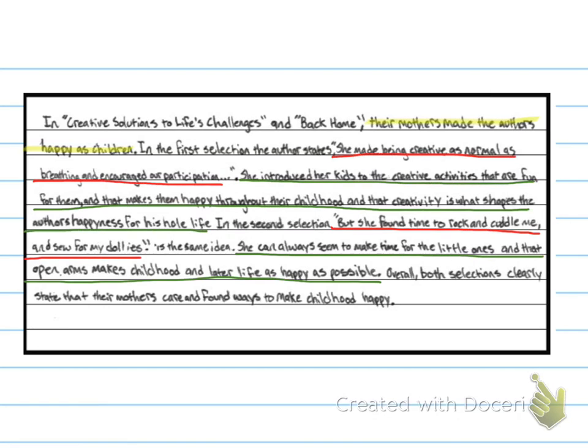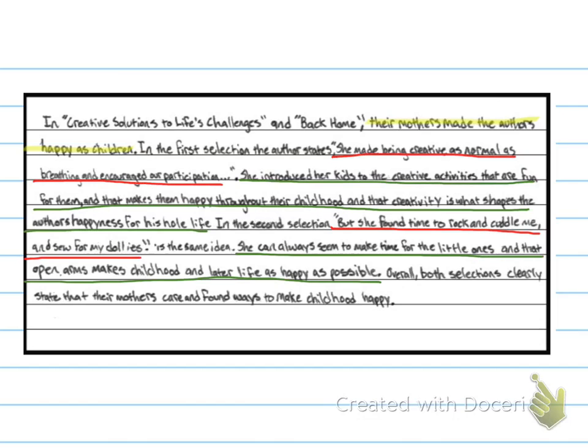You see I underlined the different parts like we've been doing in our own. But it says, in "Creative Solutions to Life Challenges" and "Back Home," their mothers made the authors happy as children. So I highlighted that because that's their idea. That's their answer to the question. Then they use a transitional phrase. They said, in the first selection, the author states she made being creative as normal as breathing and encouraged our participation. So we have text evidence. She introduced her kids to creative activities that are fun for them and that makes them happy throughout their childhood. And that creativity is what shapes the author's happiness for his whole life.